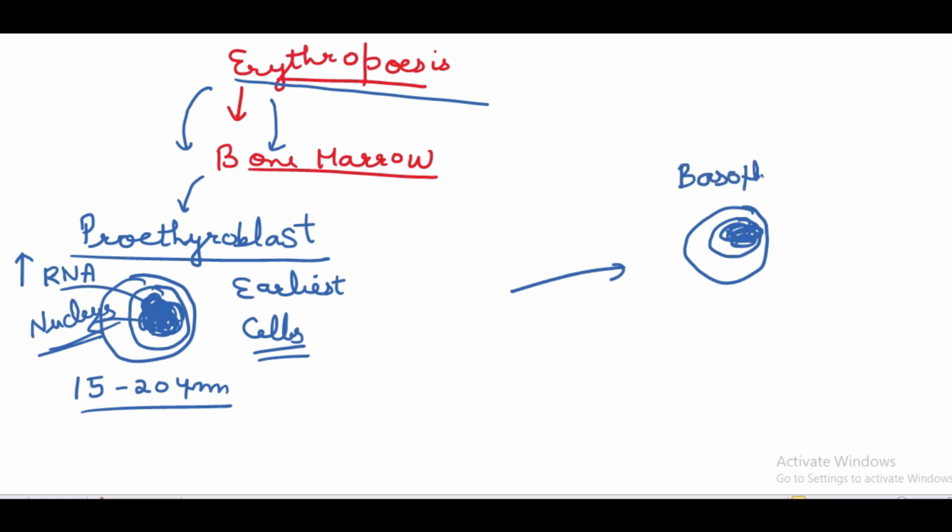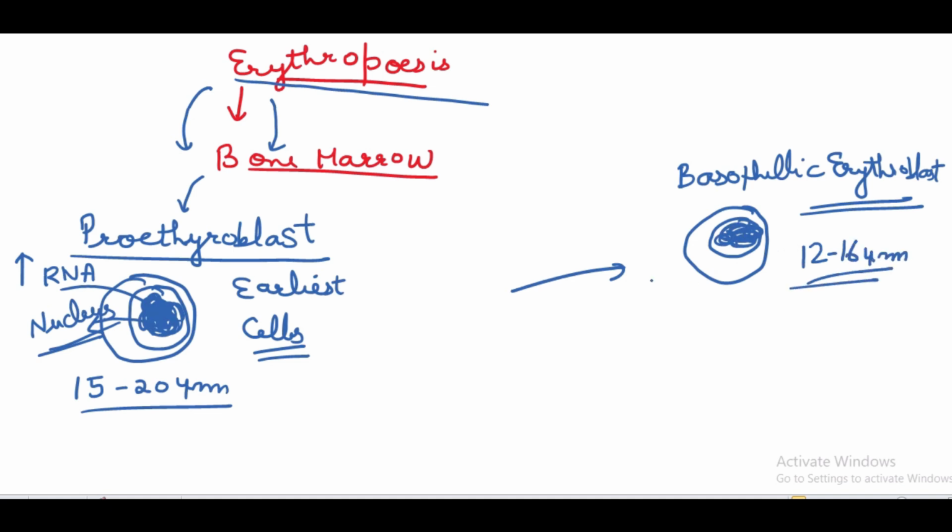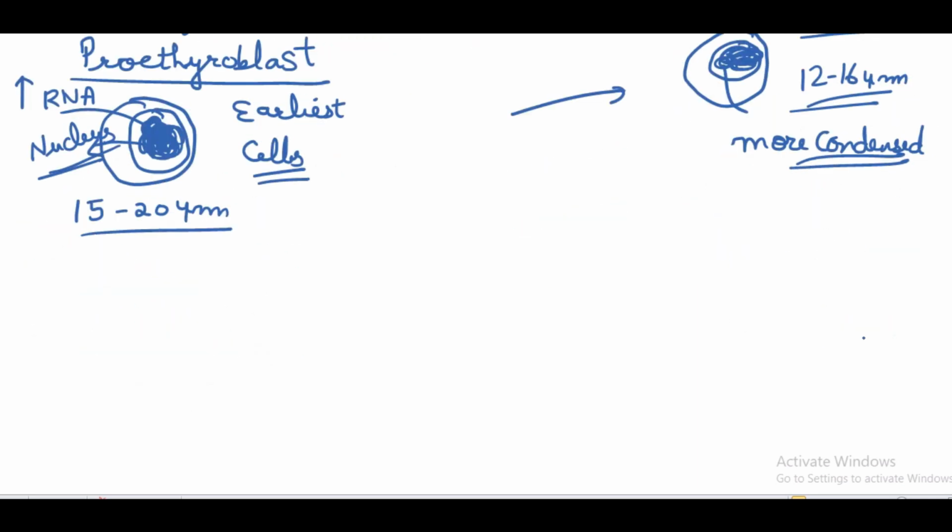basophilic erythroblast. The next stage is maturation. Here, the basophilic erythroblasts have a size of 12 to 16 micrometer. They have a large nucleus that is more condensed than the proerythroblast cells.